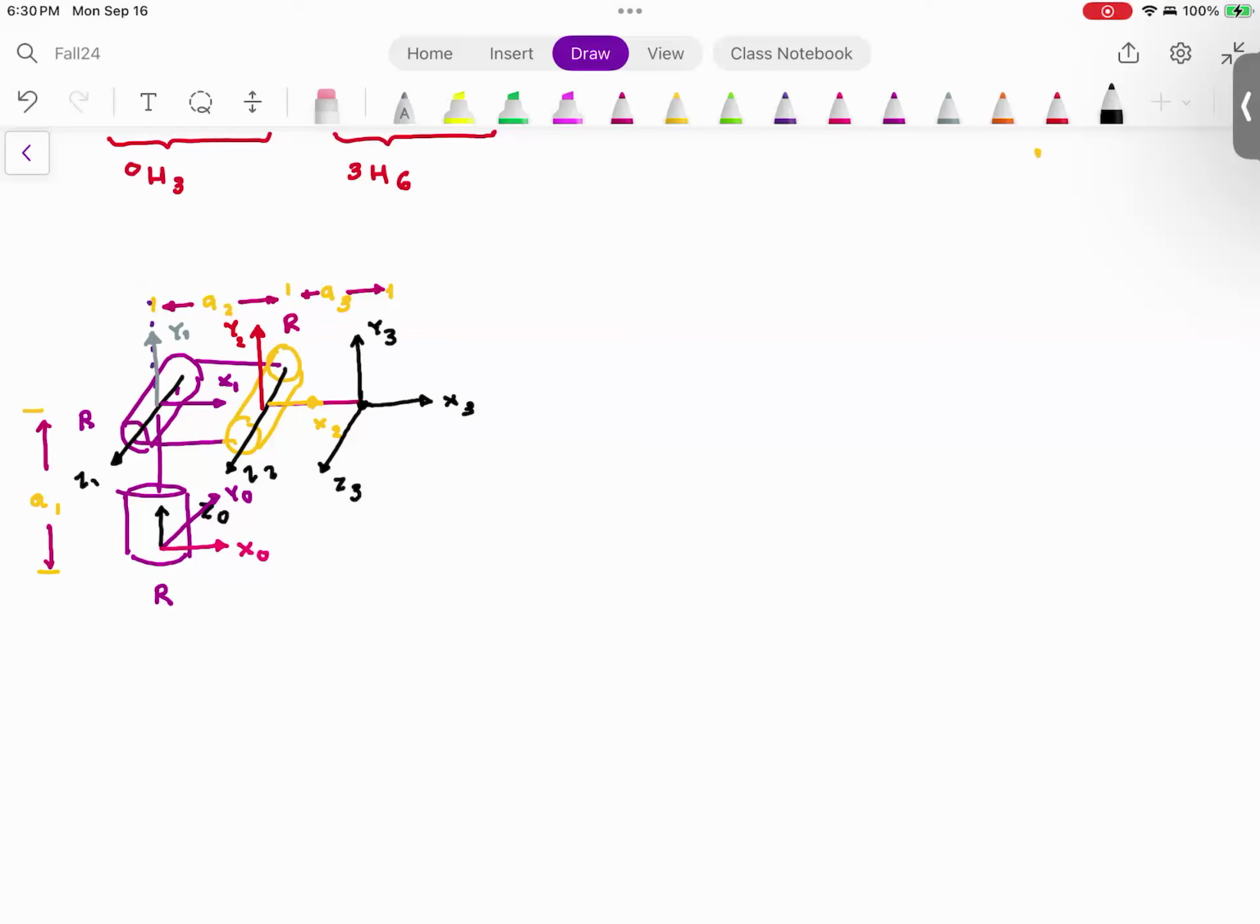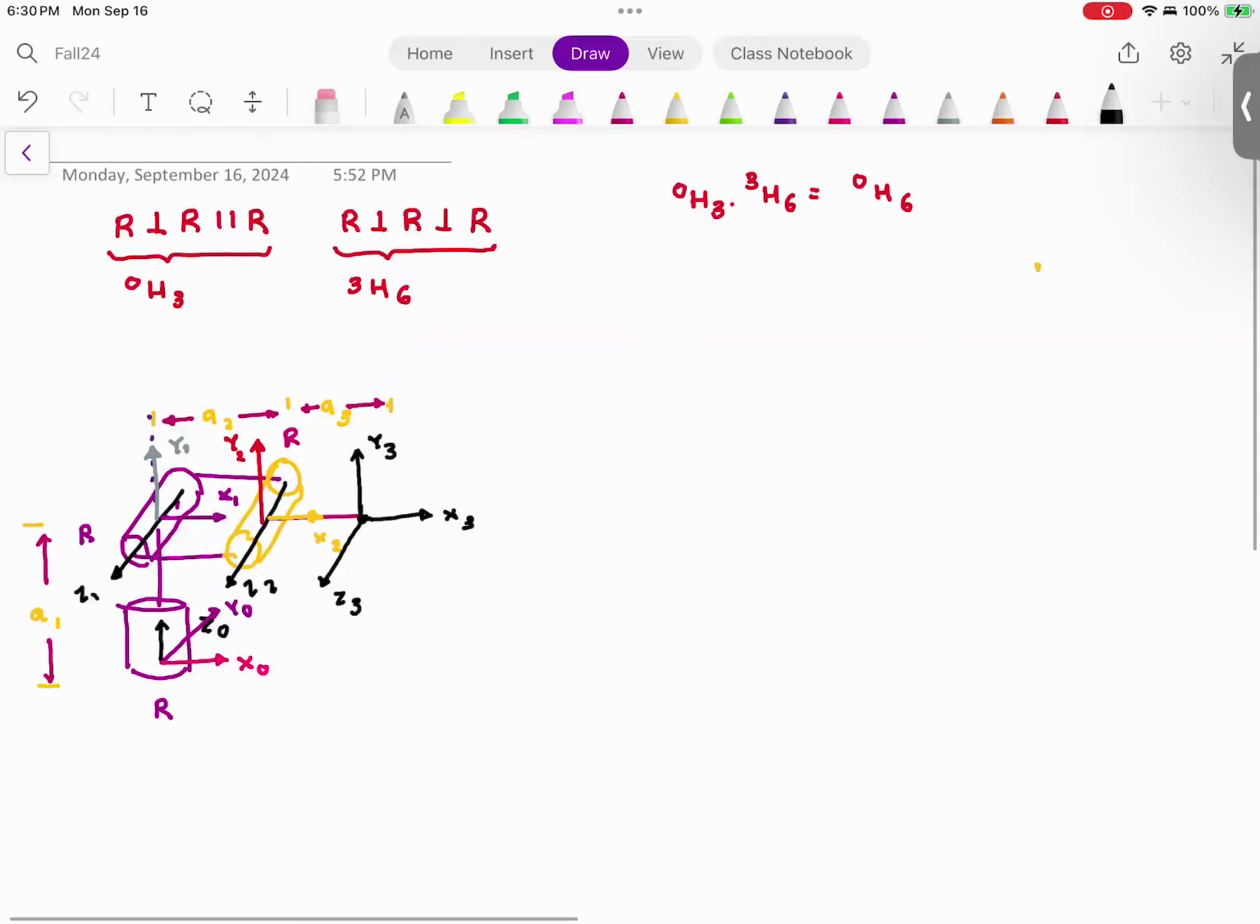Everyone understood this? So this is my first robot. I have R perpendicular to R, parallel to R. And now I'm going to use the technique that we talked about. So first 0R1. The only transformation that you should be remembering is cosine. So let's identify the angles.